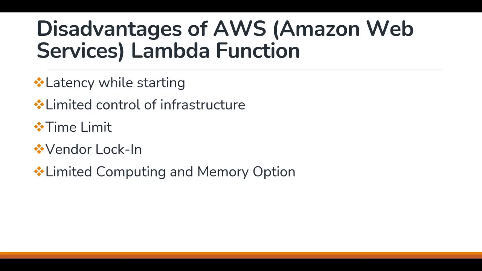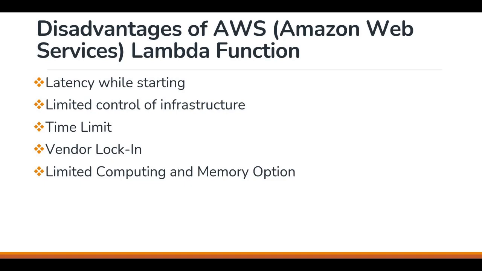Latency while starting means that when AWS Lambda is activated after a long gap, it will take some time to initialize the services required to deploy the application, and the end user will face latency issues. The next is limited control of infrastructure. On behalf of your Lambda function, it takes care of the underlying infrastructure, so you will have very limited control over using the infrastructure.